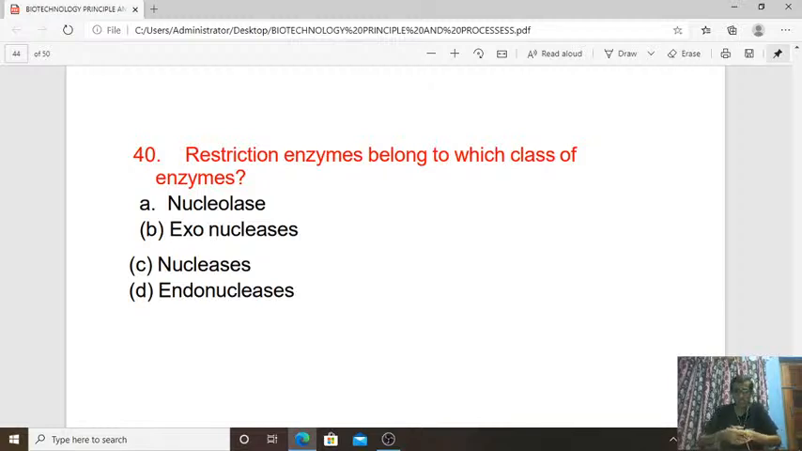Restriction enzymes belong to which class of enzymes? Restriction enzymes come under which group of enzymes? Nucleolase, exonuclease, nucleases, endonucleases. The answer for the 40th question is C, nucleases. In that we can bifurcate into restriction endonuclease and restriction exonuclease. Generally it is a nuclease. Nucleases are the group of enzymes which act on nucleic acid. So the answer is C for the 40th question.